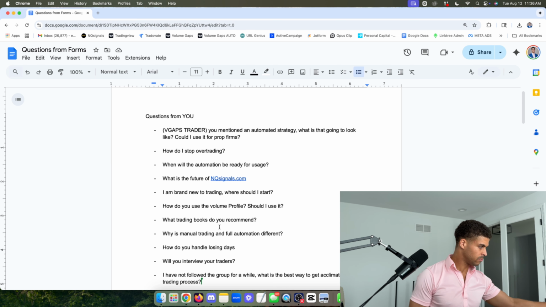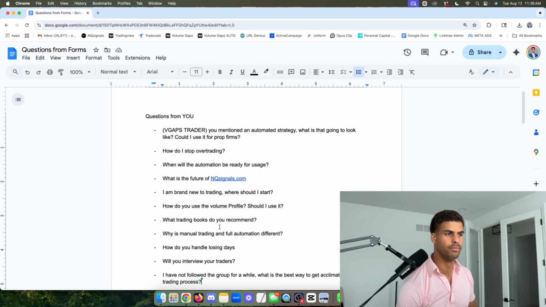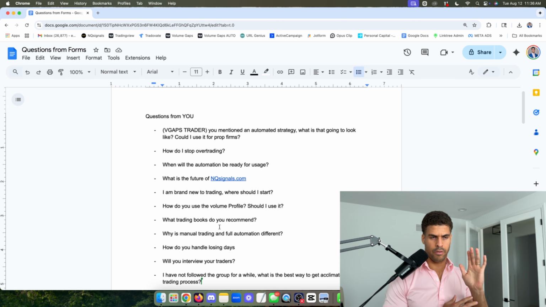All right, so question number one, VGAPS trader. Kind of have an idea who this is, but you mentioned automated strategy. What is that going to look like? How do I use it for prop firms? So the automated strategy will be automated, front end and back. So entries and exits, which is what an automated strategy is. What's it going to look like?